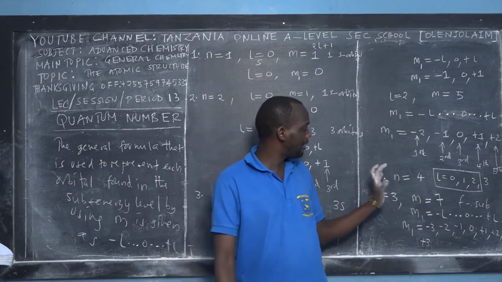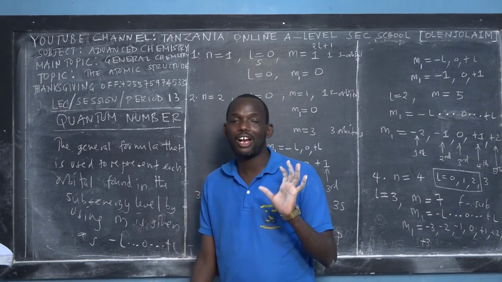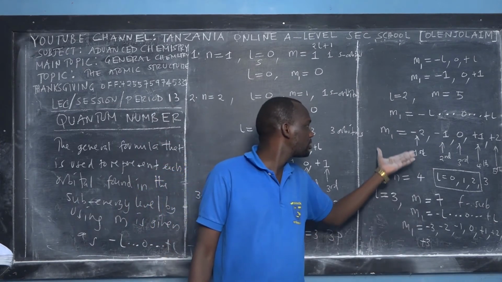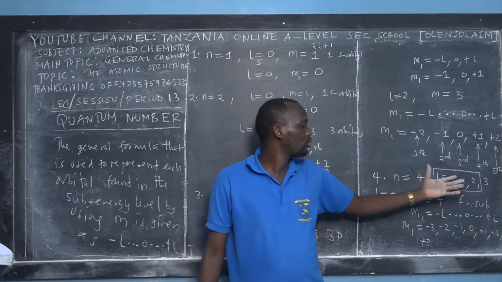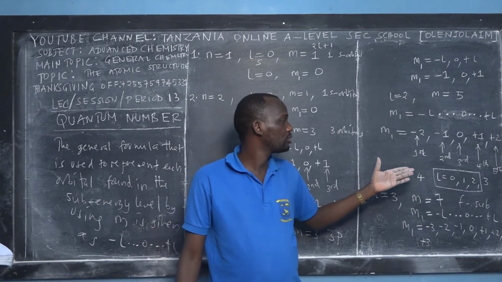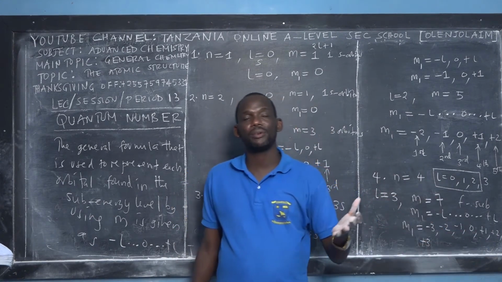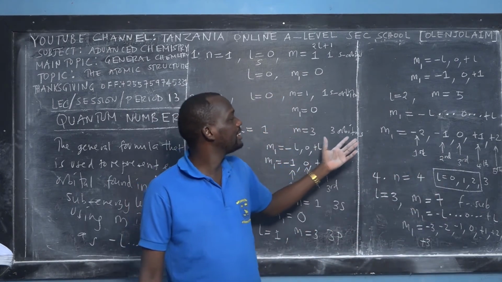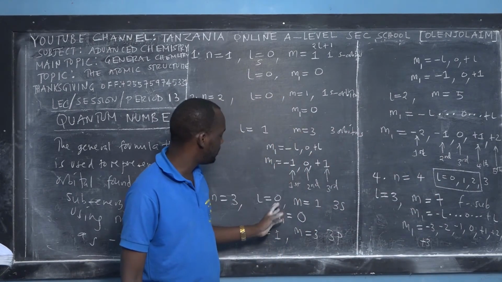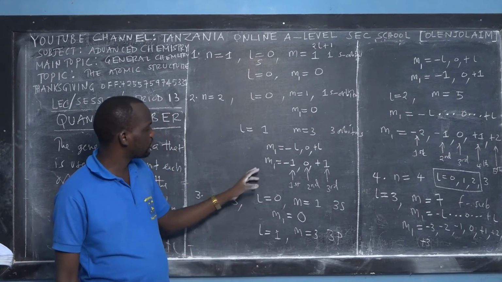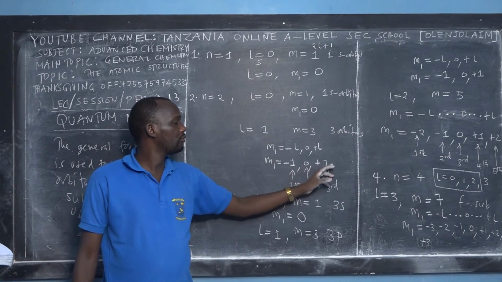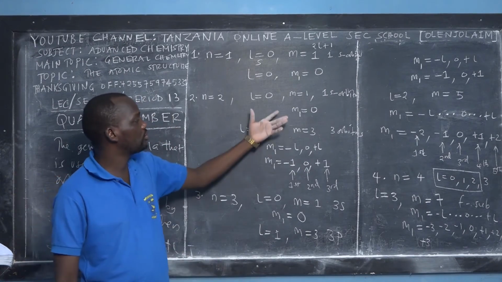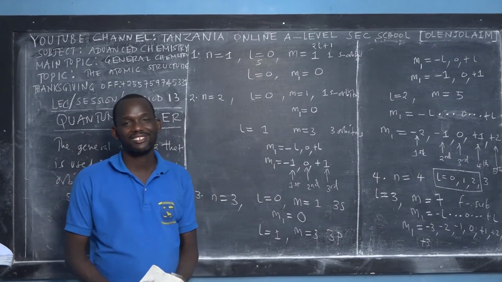So the f sub-energy level can accommodate how many electrons at maximum? 14. How many electrons does the d orbital contain at maximum? Because it has 5 orbitals, it can accommodate only 10 electrons. How many electrons can the p orbital accommodate? 1, 2, 3, 4, then 1, 2, 3. So it's 6 electrons. The s orbital can accommodate only 2 electrons.